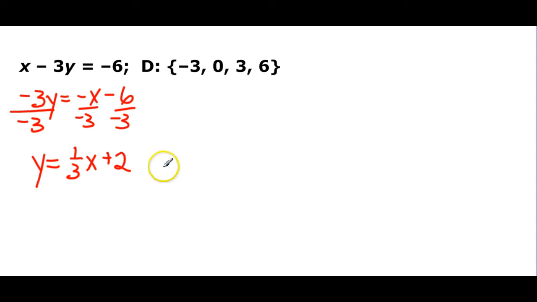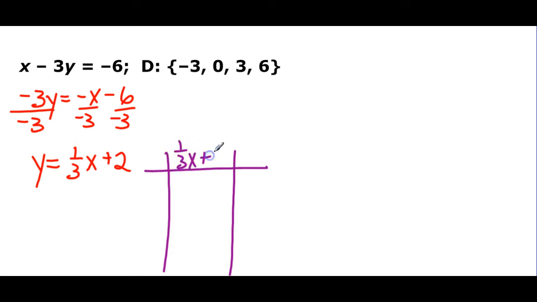I'm going to set up my H chart very quickly. I'm going to put the 1/3 x plus 2 in the middle. These are my x values, and these are my y values. My domain are my x values. So they're telling me to use a negative 3, a 0, a 3, and a 6.